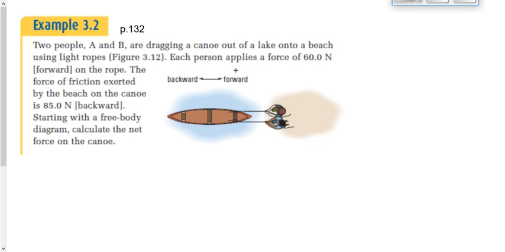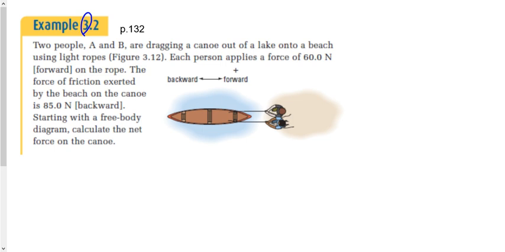All right, let's see how to really do this with example number 3.2 on page 132. This is chapter 3, right? When it says example 3.2, that's chapter 3, if you're downloading the chapter of the textbook. It says 2 people, A and B, are dragging a canoe out of a lake onto a beach using light ropes. Each person applies a force of 60 newtons, but there's a force of friction exerted by the beach on the canoe of 85 newtons backwards. Starting with the free body diagram, calculate the net force on the canoe.